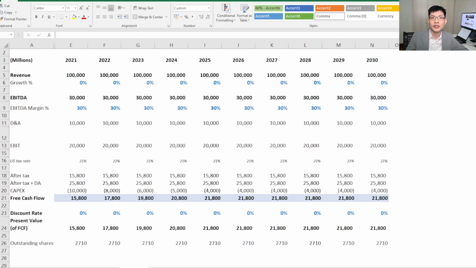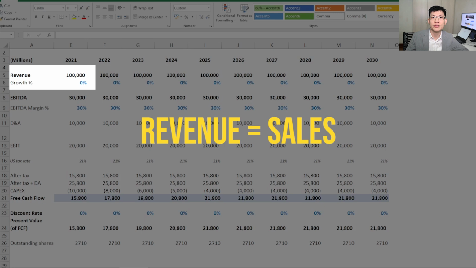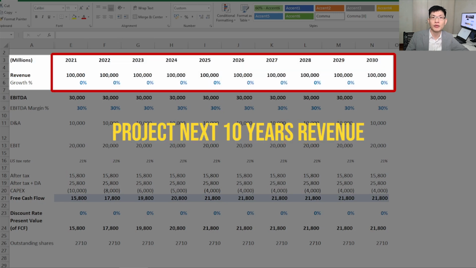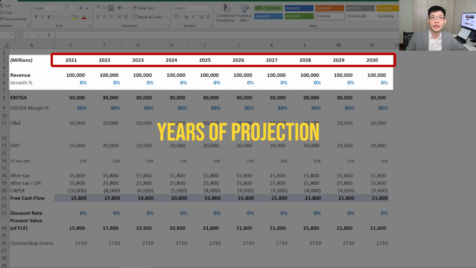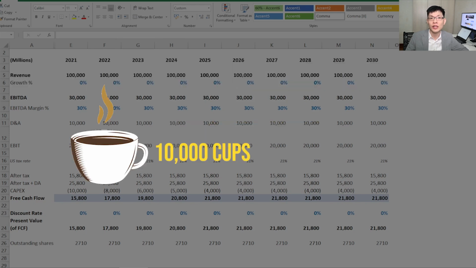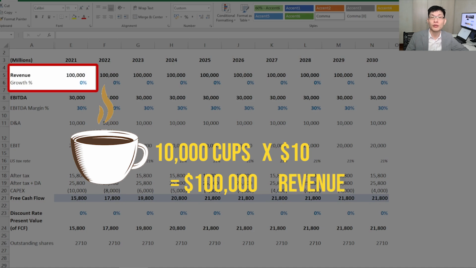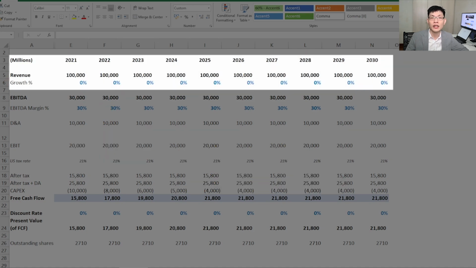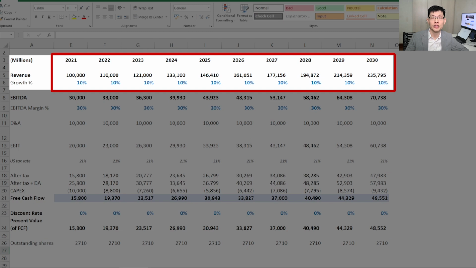To build a DCF, first you need a revenue, which is the sales of the company, and projects its revenue for the next 5 to 10 years, which is called the years of projection. Say you sell 10,000 cups of coffee and each cup of coffee sells for $10. Therefore, the yearly sales is 10,000 cups times $10, which is 100,000. This is called your revenue. And then say you assume a 10% growth throughout the years of projection. Done. So now we have the revenue throughout the years of projection from year 2021 to year 2030.